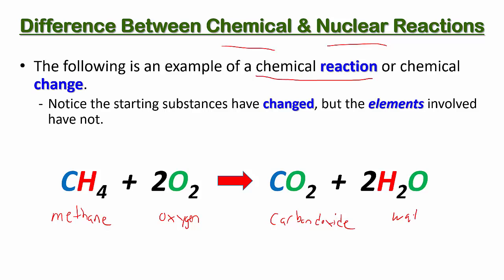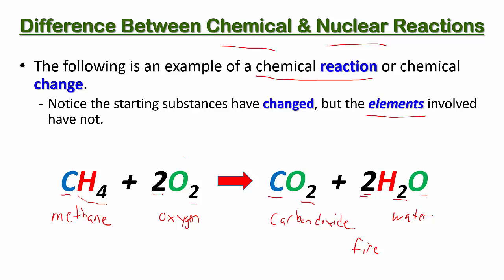and water. So during this reaction, we'd actually be producing fire, but note the carbon and the carbon are still the same. 4 hydrogens over here, 2 times 2, 4 hydrogens over here, 2 times 2, 4 oxygens over here, and 2 plus 1 times 2 is 4 oxygens. So we have the same amount of each element on both sides. The substances have changed, but the elements remain the same. So that's our idea of a chemical change.